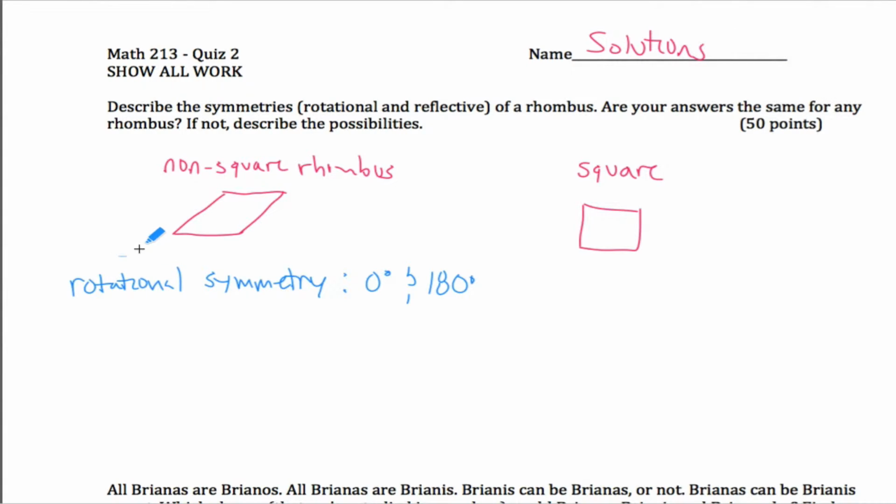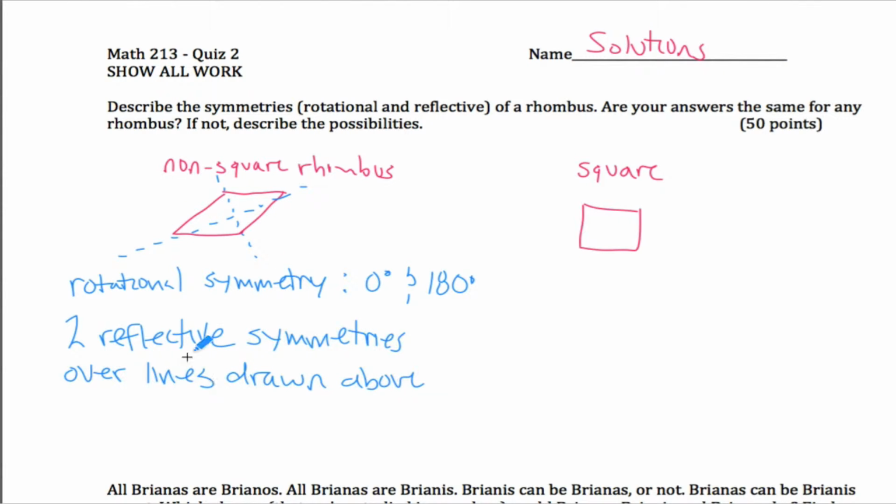However, there are lines of symmetry, poorly drawn there, across the diagonals. Two reflective symmetries over the lines drawn above, sure. Although we get there and there.